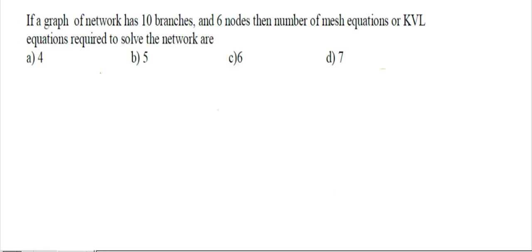Here he asks that a graph has 10 branches and nodes equal to 6. Find the number of mesh equations or KVL equations, or loop equations. The number of loop equations is b minus n plus 1, you know very well, where b is the number of branches and n is the number of nodes. The number of nodal equations or KCL equations is n minus 1.